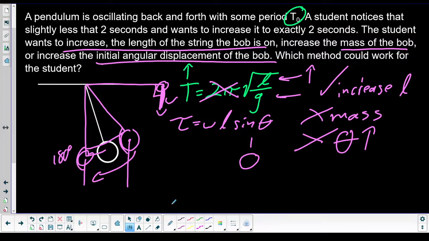So very similar to the way that mass comes out in the wash, because the bigger the driving force, the bigger the mass, the bigger the weight, the bigger the angle, the bigger the torque. So it kind of comes out.